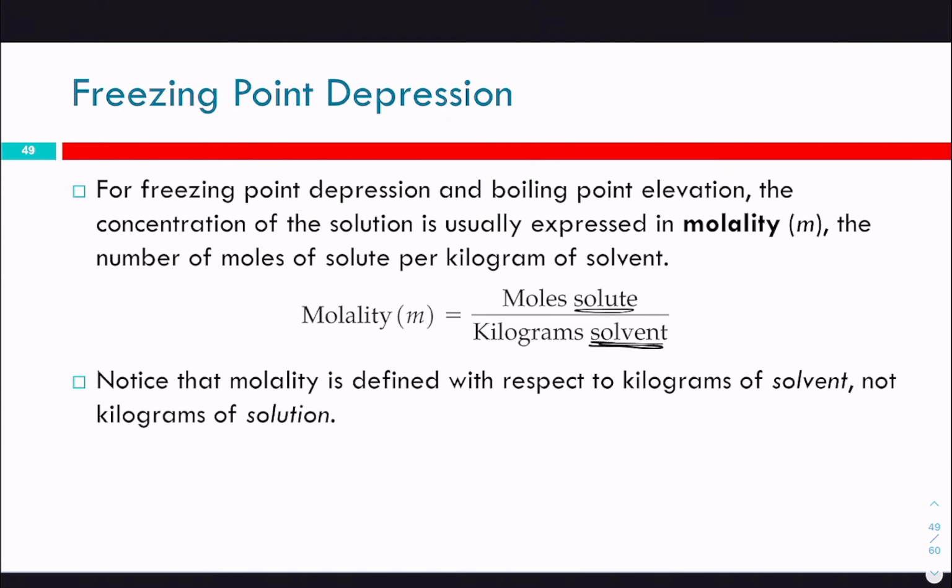When we talk about molarity, molarity is also moles of solute, but that's per liters of solution. And the solution is the solute plus the solvent. But for molality, it's only the solvent that goes in the denominator, and in kilograms.